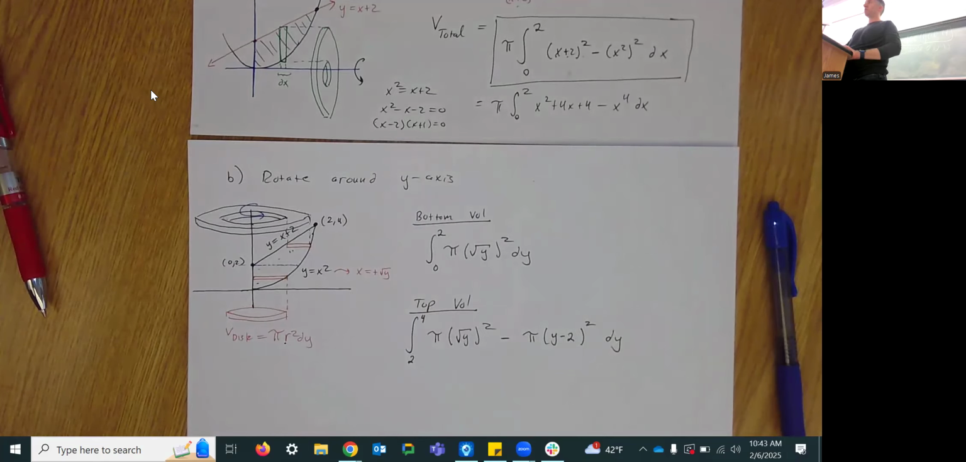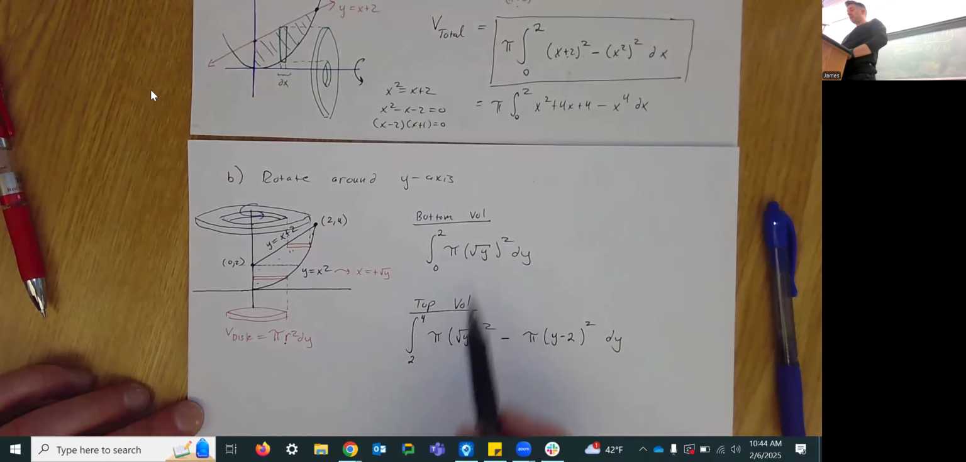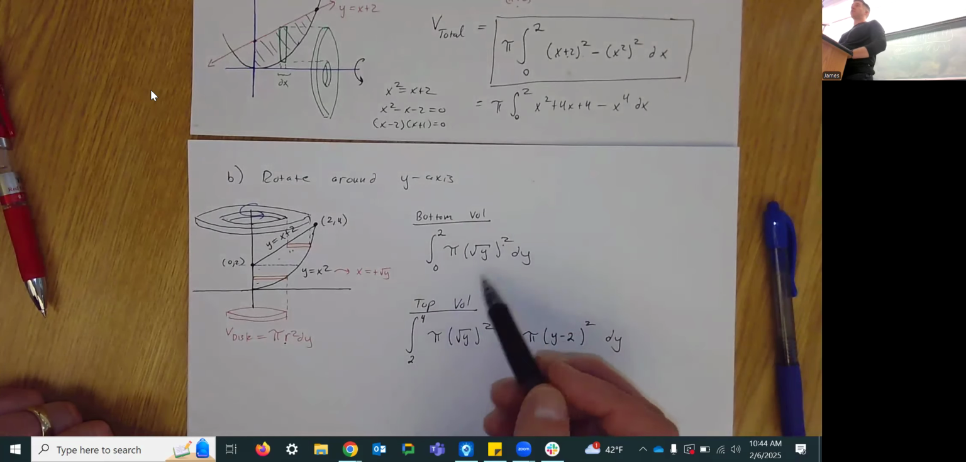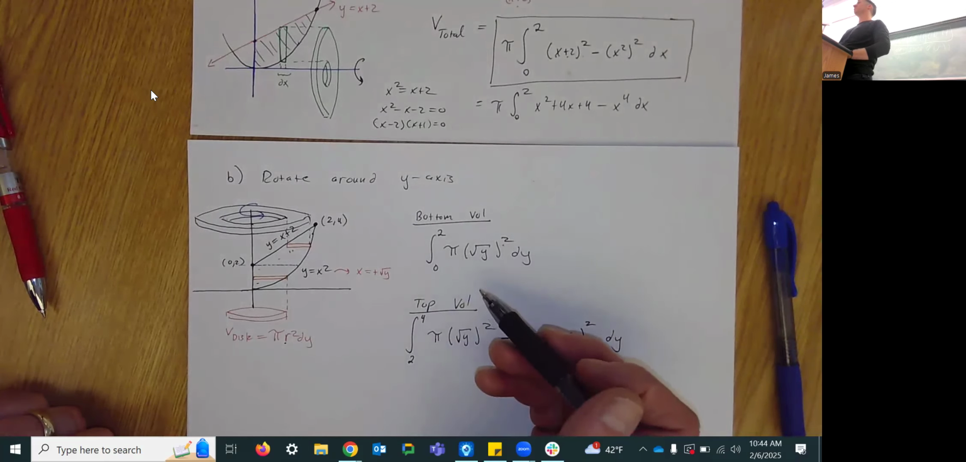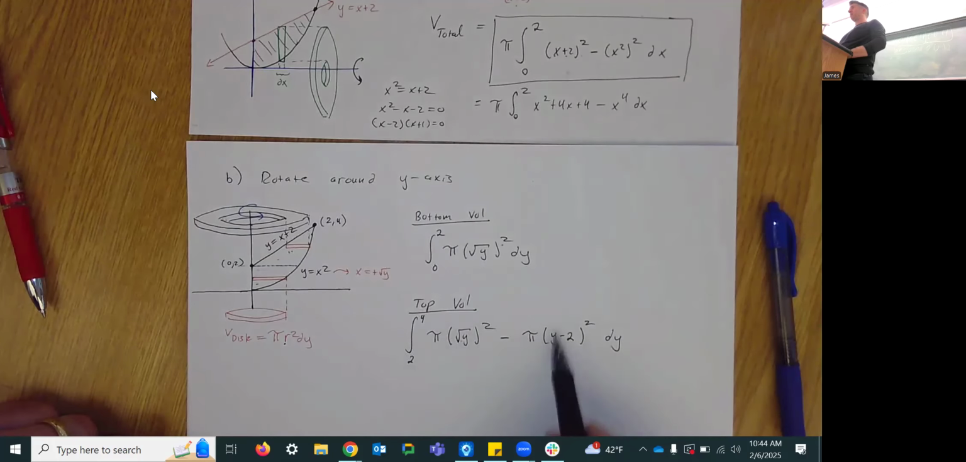Questions, comments, concerns? Neither of these are that terrible to integrate, because the square root of y squared is just y, so it's fairly straightforward. Most of these volume questions are usually not too terrible as far as the method of integration. They're usually pretty straightforward, like just powers of your variable, or maybe a small u sub, occasionally integration by parts, but usually nothing more terrible than that. This bottom one is also pi times y, and this one you can multiply out. It's not too bad.